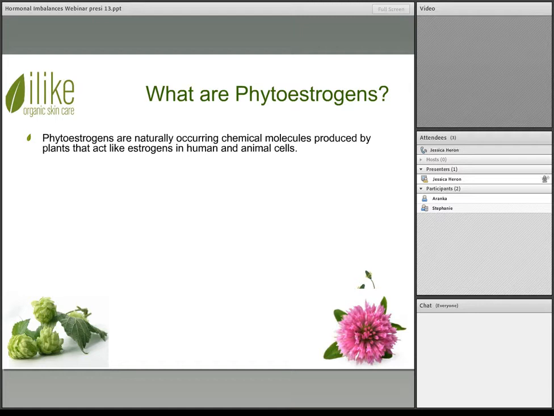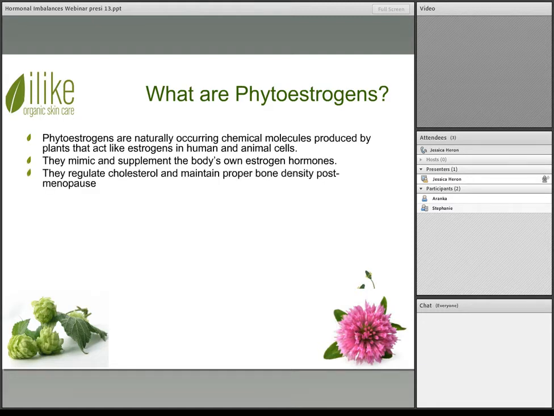So phytoestrogens are naturally occurring or plant estrogens. They're chemical molecules produced by plants that act like estrogens in the human and in animal cells. They mimic and supplement the body's own estrogen hormones and affect our nutritional system. They regulate cholesterol and maintain proper bone density post-menopause. So they're very important. They actually really help us regulate our hormonal imbalance.